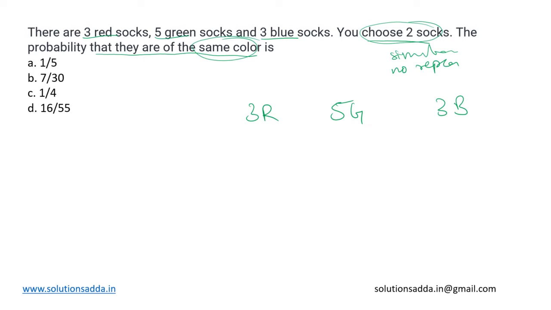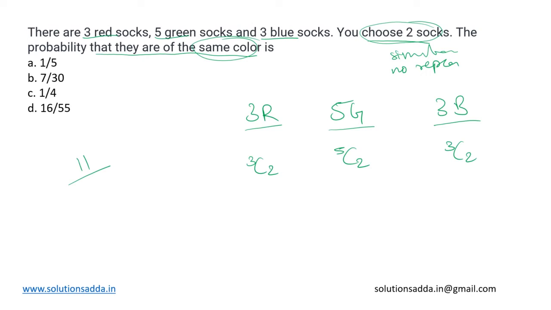So how many options do we have? Either we can have both red or both green or both blue socks. So if we want both of them to be red in color, then the number of ways would be 3C2. For green color it will be 5C2, and for blue color it will be again 3C2, which means the number of ways in which we can choose two socks of the same color for each of these three. And what's the total number of socks that we have? 3 plus 5, 8 plus 3, 11.